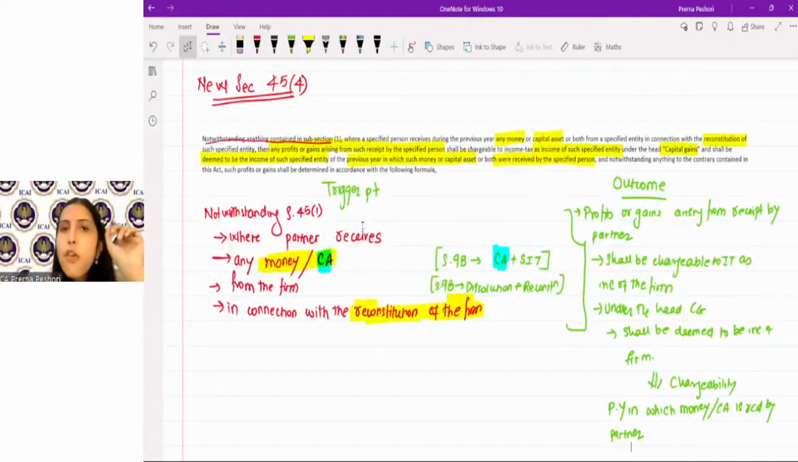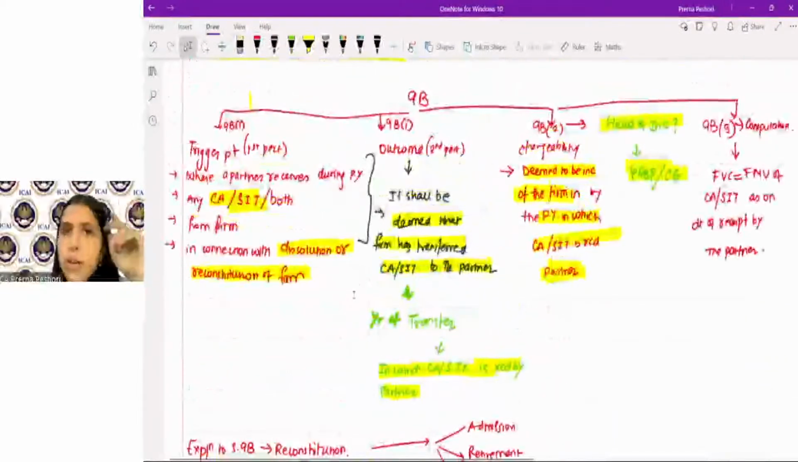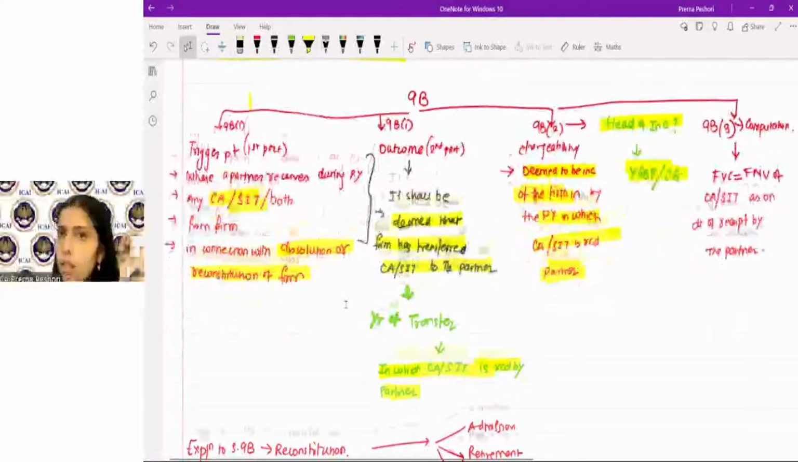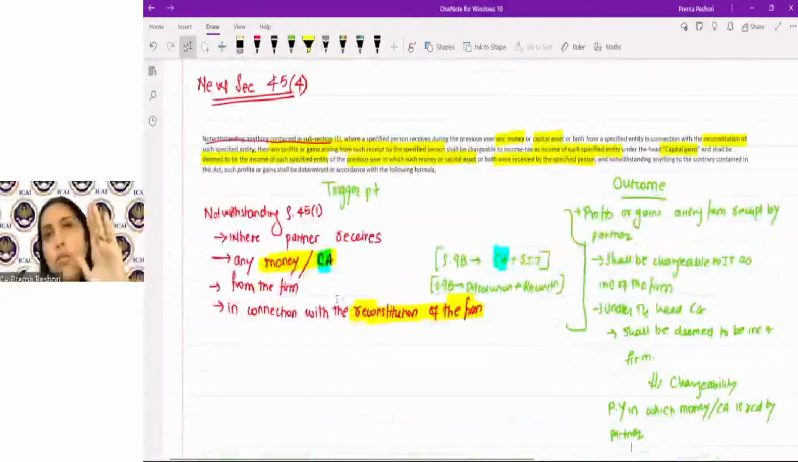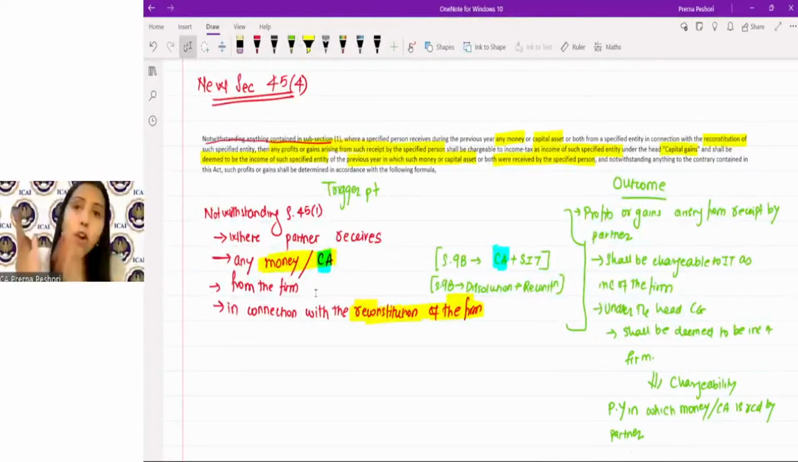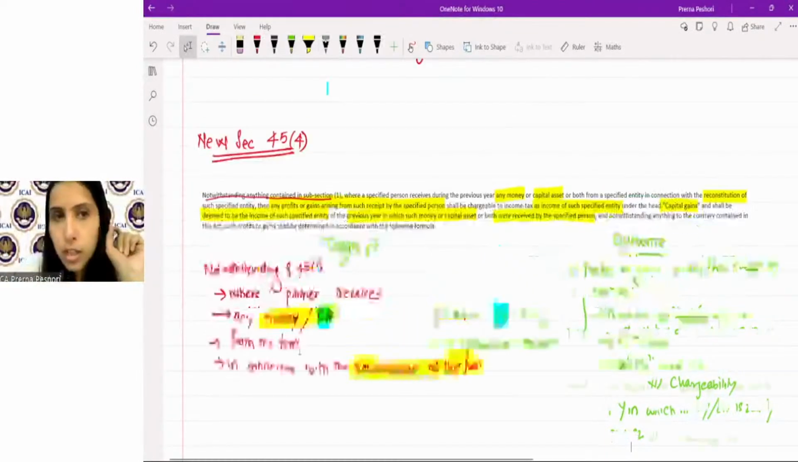Okay. From the firm, 9B also says from the firm. Again the same. In connection with the dissolution or reconstitution of the firm. 45.4 is saying in connection with the reconstitution. Also we identified that dissolution is not covered under 45.4. But the trigger, when a partner receives a capital asset from the firm in connection with the reconstitution of the firm, remains the same under 9B and 45.4. So meaning when a partner receives a capital asset from the firm in connection with the reconstitution, 9B and 45.4 both will trigger. Correct? Very clear? What's the difference then? The difference is in the outcome. Let's observe carefully. What is the outcome?